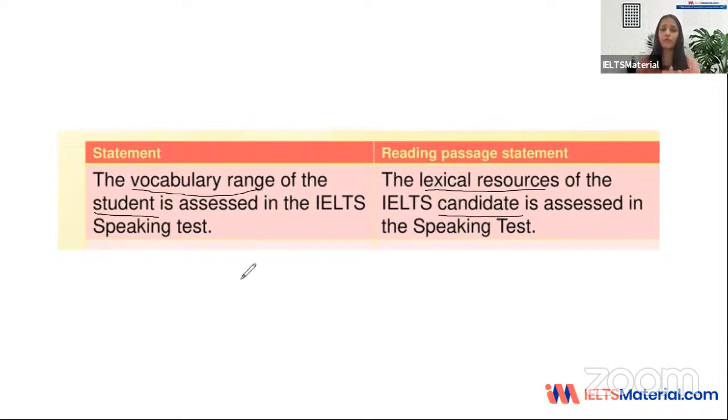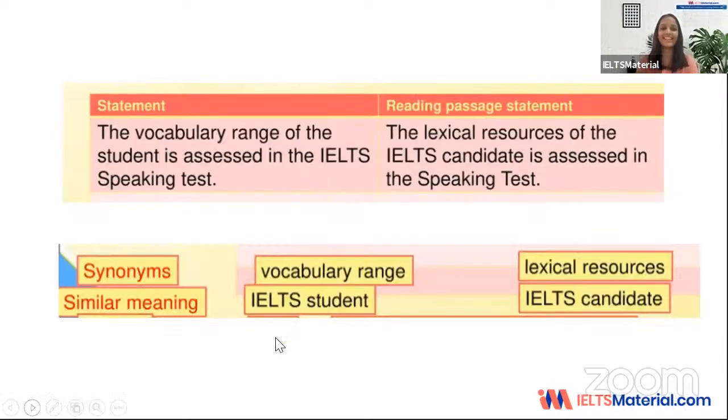So remember that when you are figuring out whether it's true, it's not that the words will always be same or verbatim. The meaning should be the same. So always watch out for synonyms. So is it true, false, or not given? Yes, clearly. It is true, as both of them use synonyms and have similar meaning. Now let's try the next one.